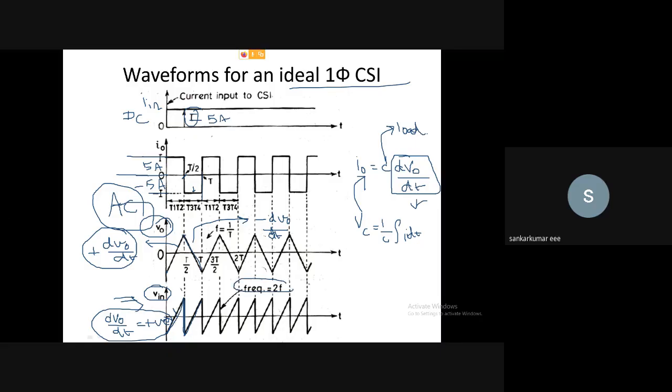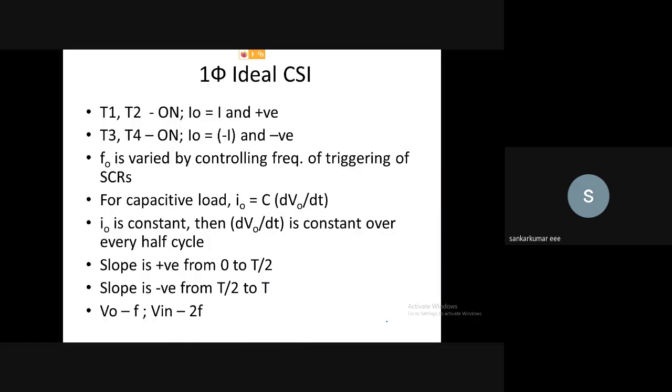The frequency of the input voltage will be 2 times your output frequency. The output frequency is f equal to 1 by T, and the input frequency will be 2 times the output voltage frequency. So this is your current source inverter, and this is explained over here.